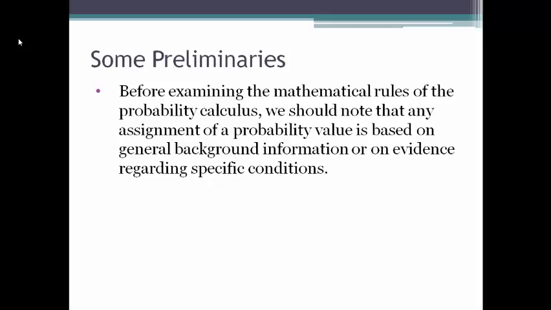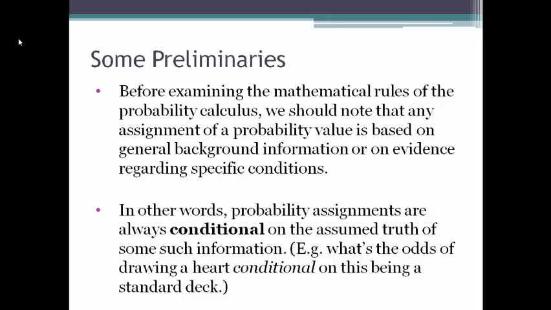First, before examining the mathematical rules of the probability calculus, we should note that any assignment of a probability value is based on general background information, or on evidence regarding specific conditions, even if this background information or specific conditions aren't always made explicit. In other words, probability assignments are always conditional on the assumed truth of such information. So for example, what's the odds of drawing a heart conditional on this being a standard deck?